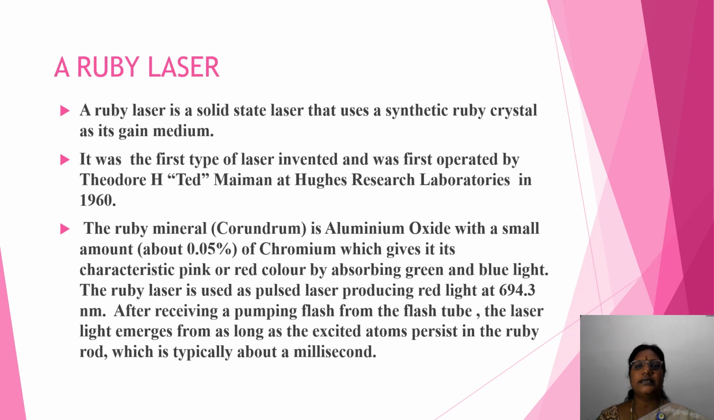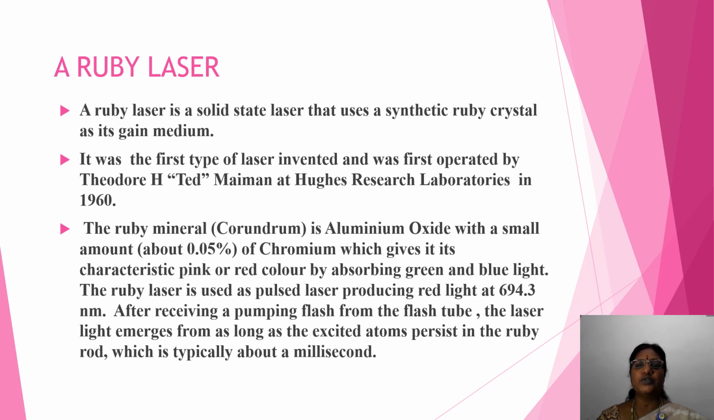A ruby laser is a solid-state laser that uses a synthetic ruby crystal as its gain medium or lasing medium. It was the first type of laser invented and was first operated by Theodore H. Maiman at Hughes Research Laboratories in 1960. The ruby mineral is aluminum oxide with a small amount, about 0.05%, of chromium, which gives its characteristic pink or red color by absorbing green and blue light.